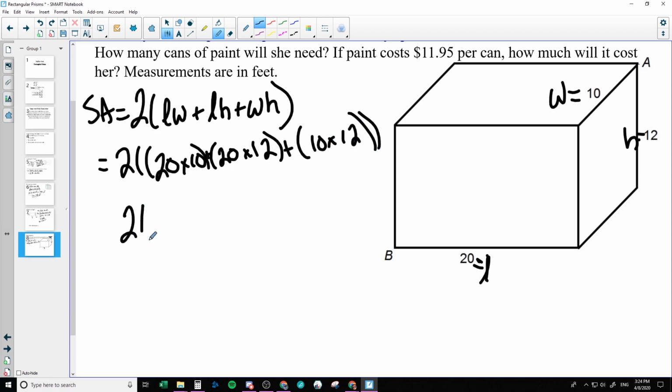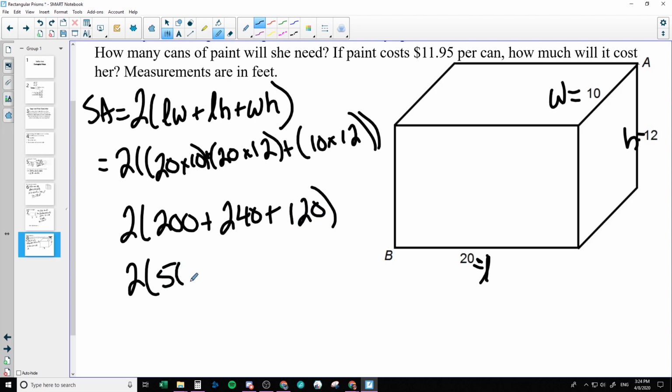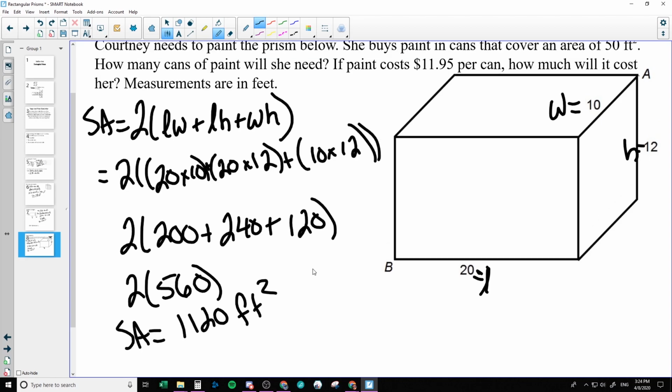Okay, so this is going to be 2 times 200. 20 times 10 is 200. 20 times 12, so plus 240. Plus 10 times 12 is 120. This is going to be 2 times 440, 560. Equals 1,120. And this is in feet squared. So that is the surface area of this prism.